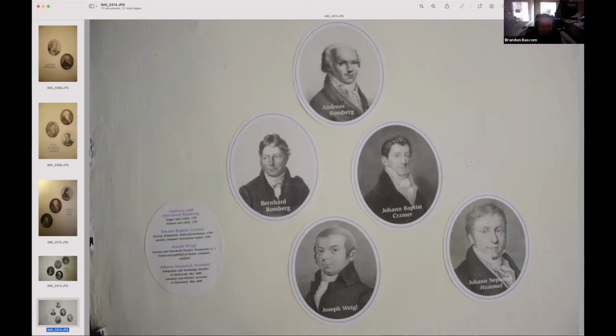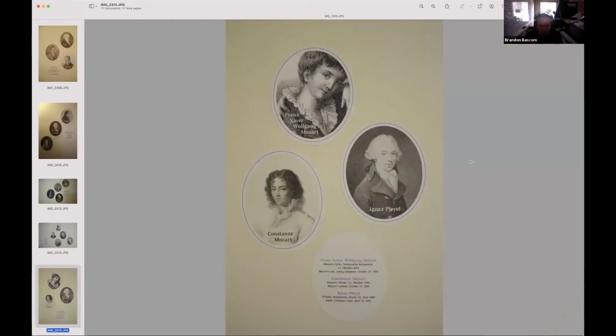Hummel was a pretty famous composer of the time period. Kramer was an instrument maker and a pianist and a composer. Constance Mozart was Mozart's widow, and Franz Xaver Wolfgang Mozart was Mozart's son. They came to this house to see Haydn, and Pleyel, another composer. It says rival.